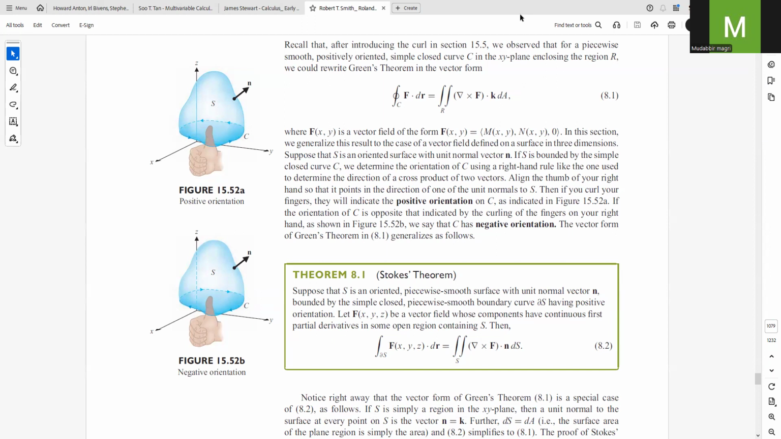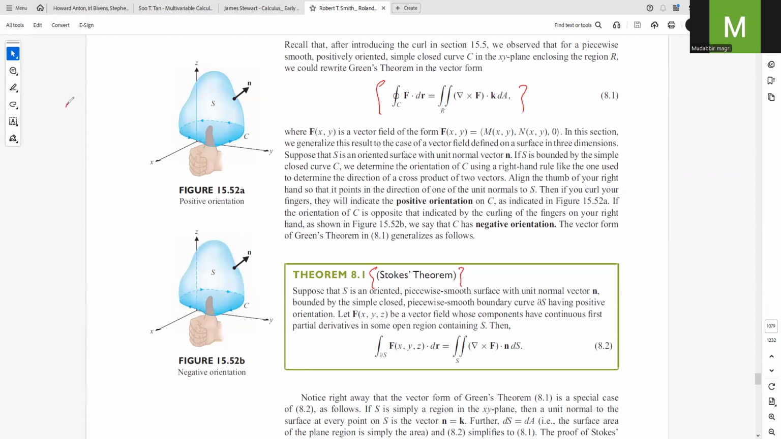So in this class, we are going to talk about a very important topic of multivariable calculus, that is Stokes theorem. Stokes theorem is one of the most beautiful and very important results in mathematics. In the previous lesson, we talked about Green's theorem that was for regions in two dimensions.